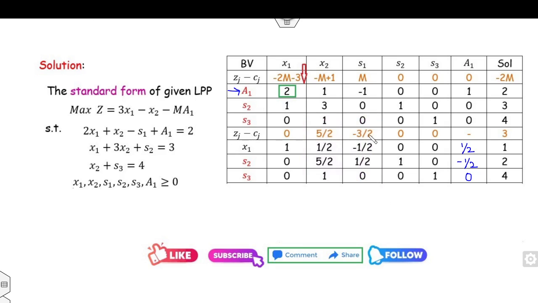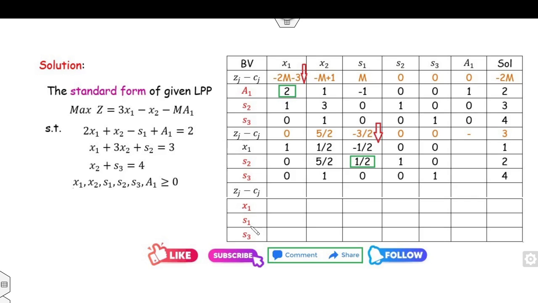What is the most negative value? Only minus 3 by 2 is the entering variable. Fine. Find the ratio. Find the ratio with only the positive values. Since this number is negative, you can skip that. 2 divided by half is 4, and it's a 0. You can skip that. So which one is the leaving variable? This is my leaving variable, and this is my box element. So you can skip the S2 and replace it by the S1.